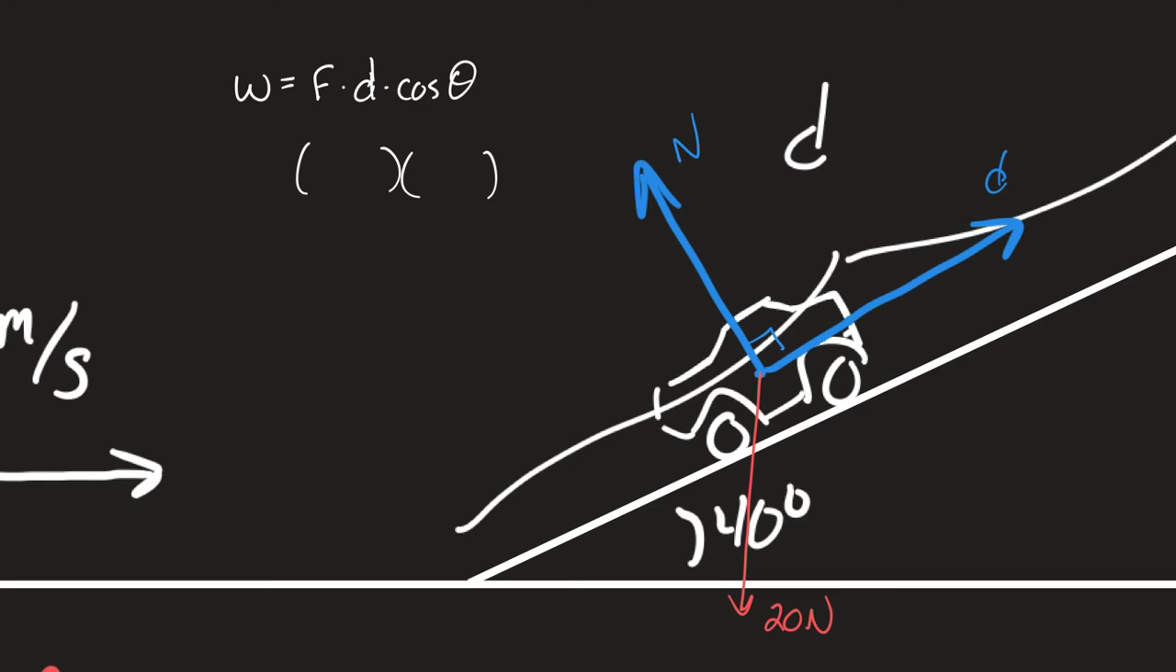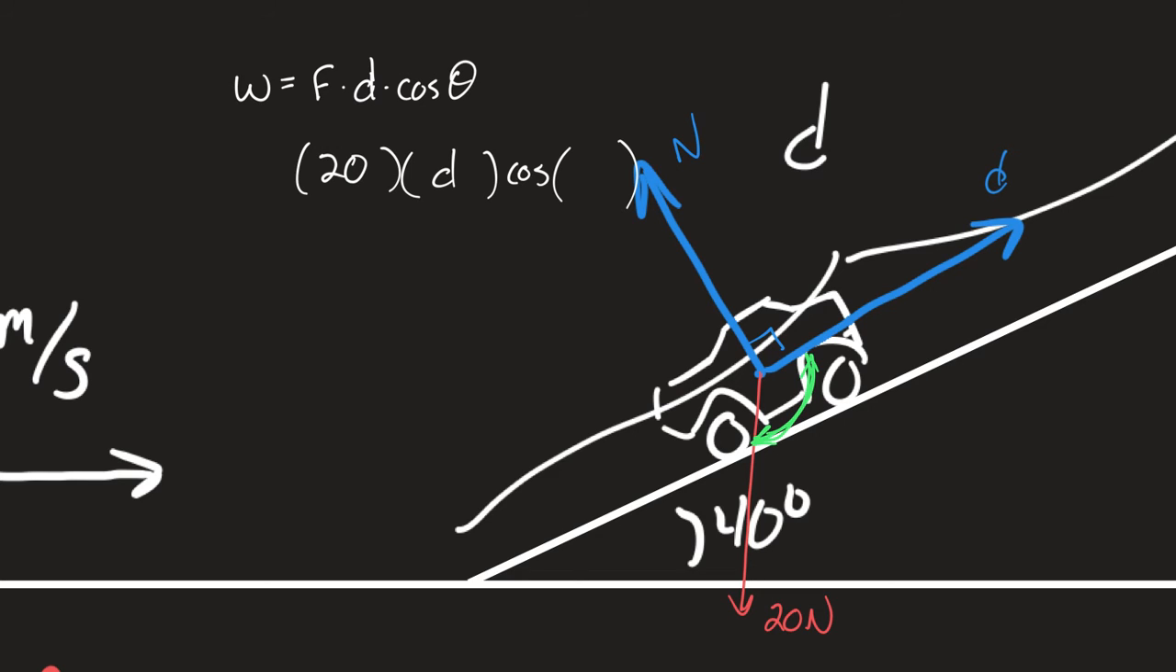3 buckets here. So I'm going to use the weight, 20 newtons. You might use a component of the weight, mg sine theta or something. But I'm just going to use the weight. I have it. It's 20 newtons. I don't know how far up the ramp it goes, but I know that this angle right there has got to be the angle between the displacement and the force.